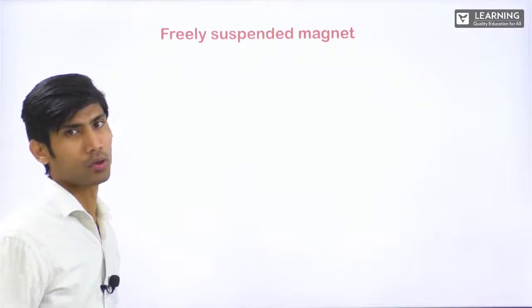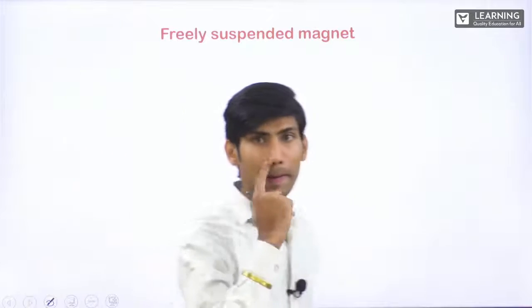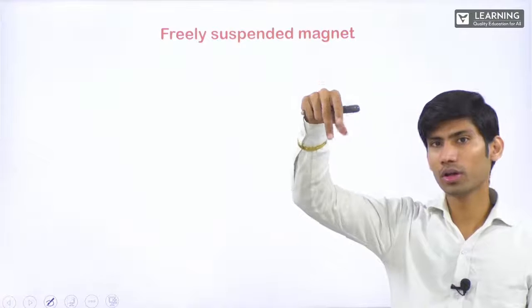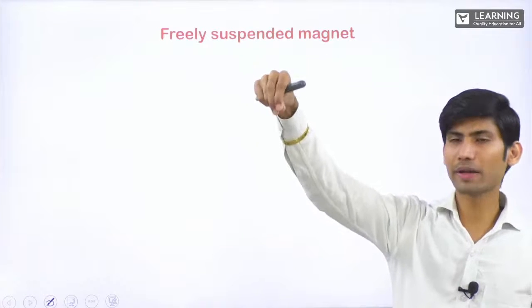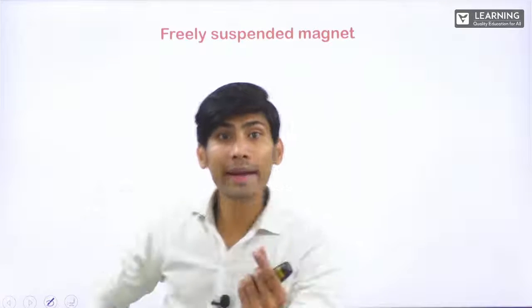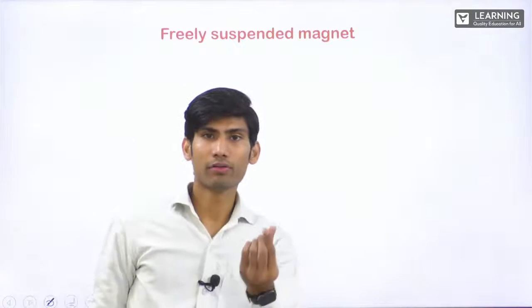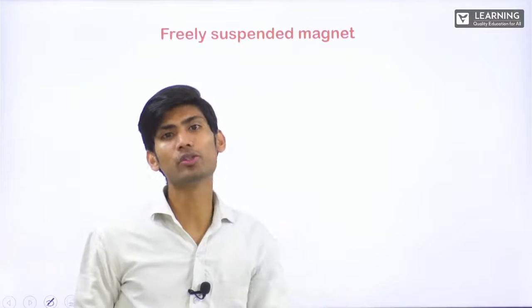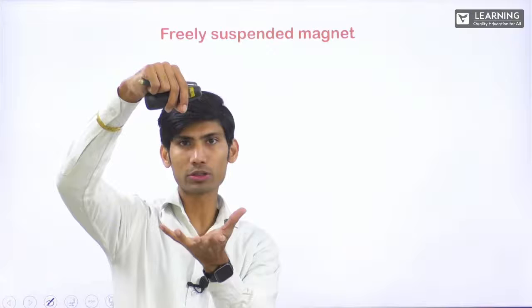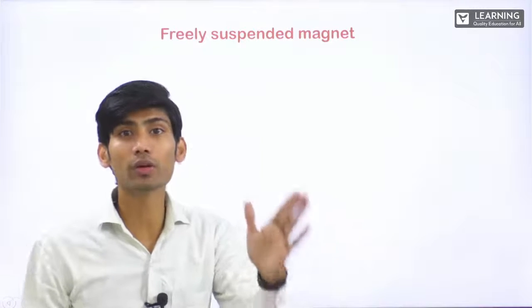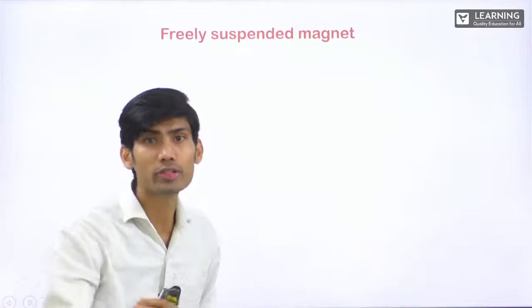Next, freely suspended magnet. Now, suppose you take a bar magnet and tie a thread onto it. Now hang it like this, just suspend it freely. What will happen? Every time you will notice that one end of that magnet will finally rest at a particular position. If you rotate it also, still when it stops, one end of that magnet will rest in the same position every single time.